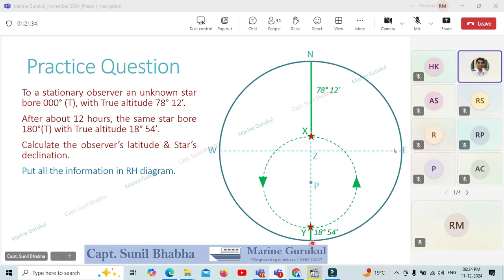If N to S is 180, we know NX is 78 12 and we know SY is 18 54, then in that case we can easily find out this particular distance, that is from X to Y. It will be 180 minus 18 54 minus 78 12. So XY in this case comes to 82 degrees and 54 minutes. So XY is 82 degrees and 54 minutes.